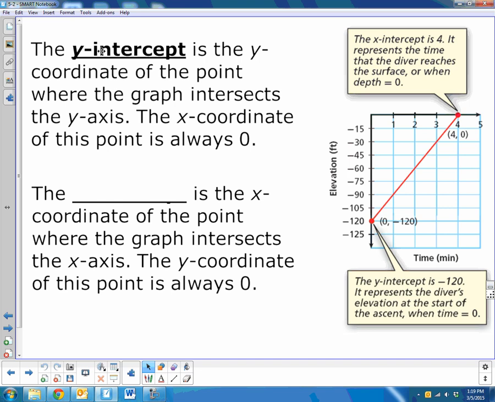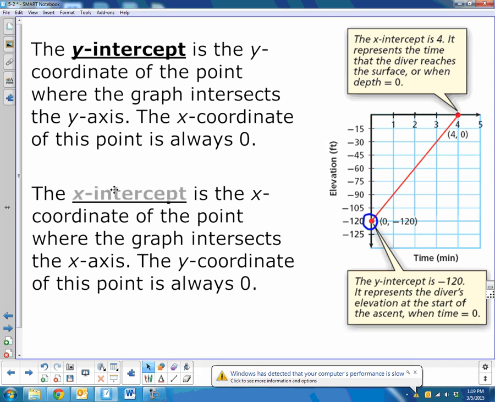And so the y-intercept, go ahead and fill that in on your notes. The y-intercept is the y-coordinate of the point where the graph intersects the y-axis. If you look at the graph on the right-hand side here, the y-intercept is where the graph intercepts the y-axis, like an interception in football. So that graphed line crosses the y-axis at the y-intercept. Those two lines, the y-axis and the graphed line, intercept at that point. And so the y-intercept would be negative 120 in this particular situation.